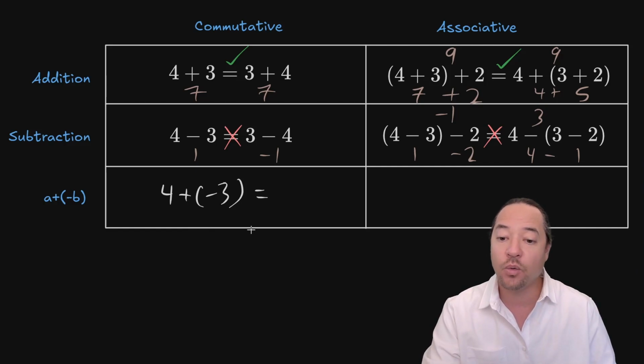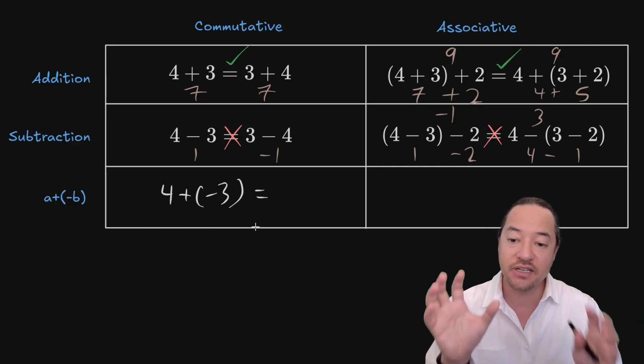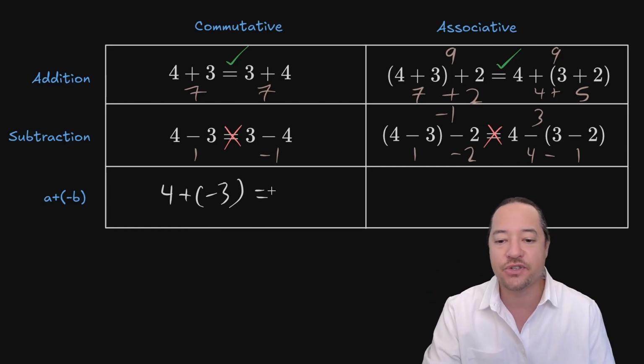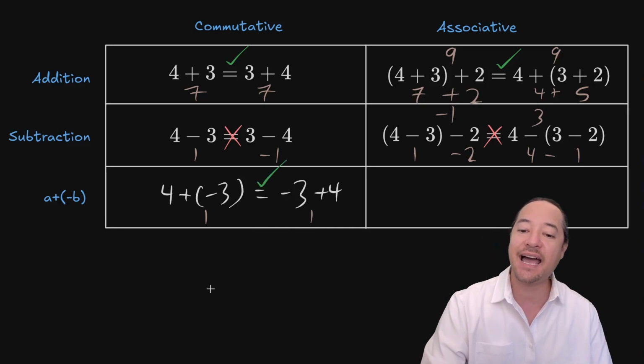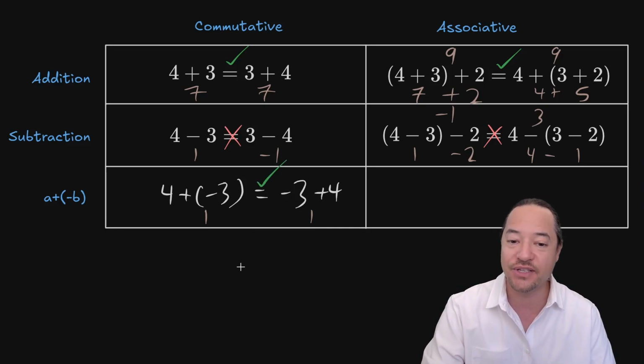And now, if I want to see if this operation is commutative, I can swap the numbers around. So I'm going to have negative 3 plus 4. Let's see if this works. Okay, so 4 plus negative 3, that's going to be 1. Negative 3 plus 4, that is 1. Look at that. It works. Okay, now we are able to use the commutative property.